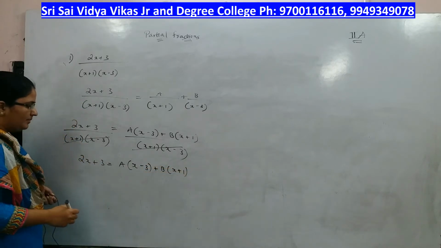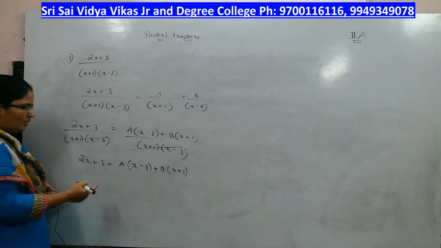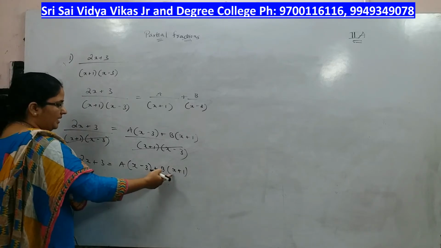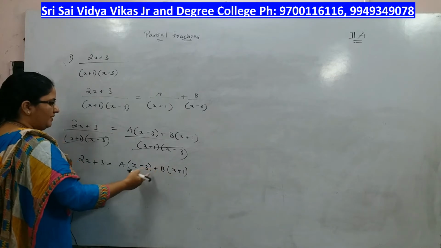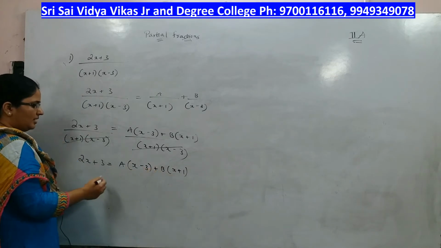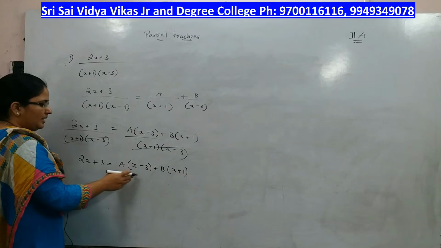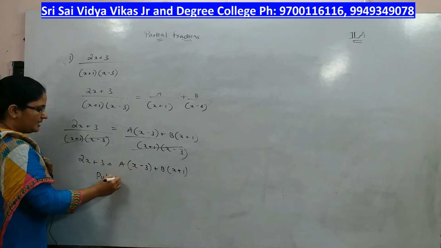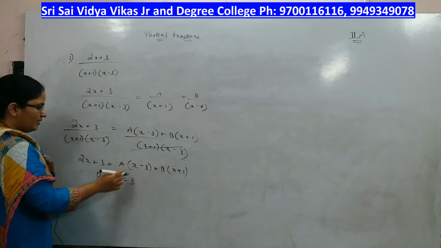Now, to get the value of A, we will eliminate the B term. To get the value of B, we will eliminate the A term. Now, we want to eliminate the A term. So, what will you do? Put x = 3. Put x = 3 here.